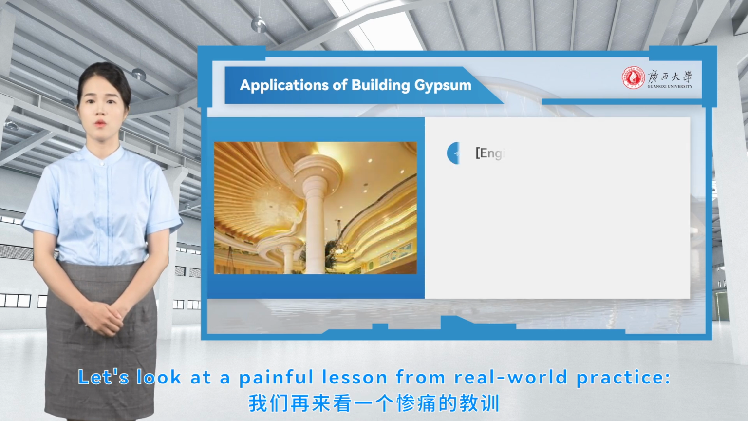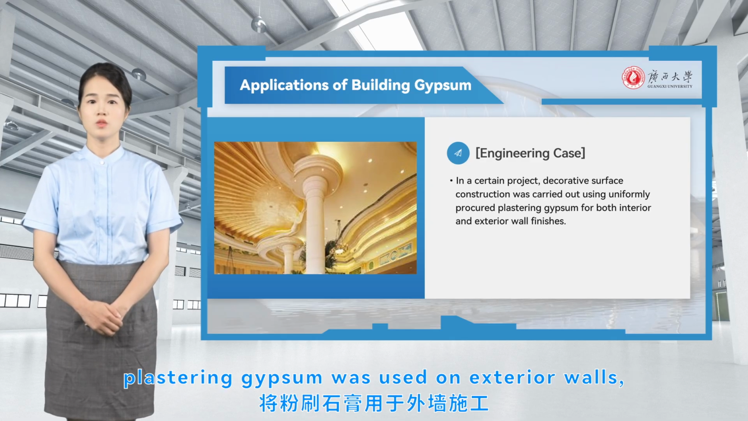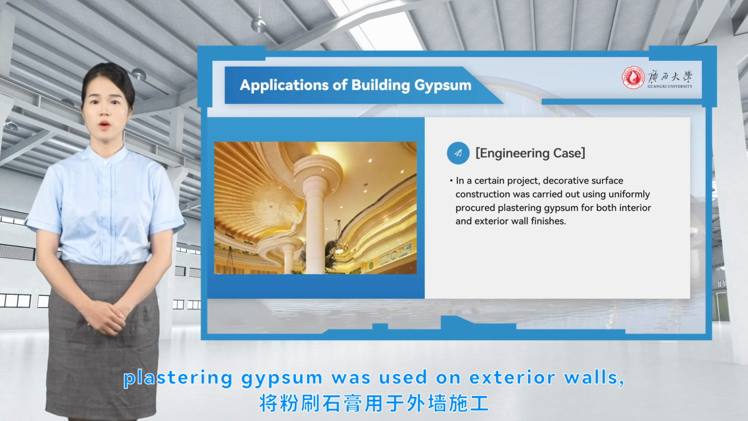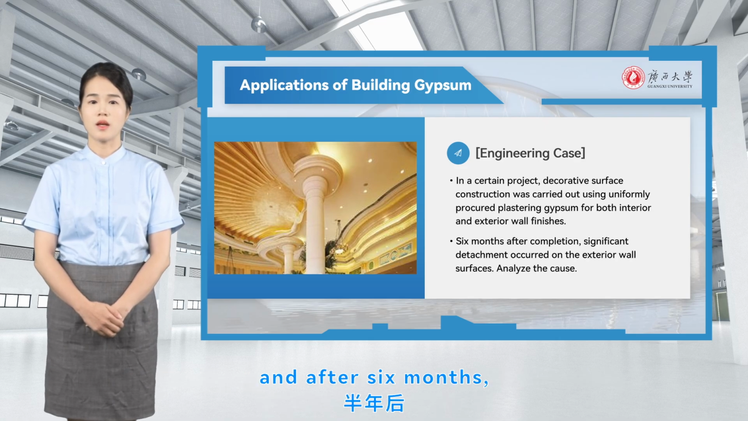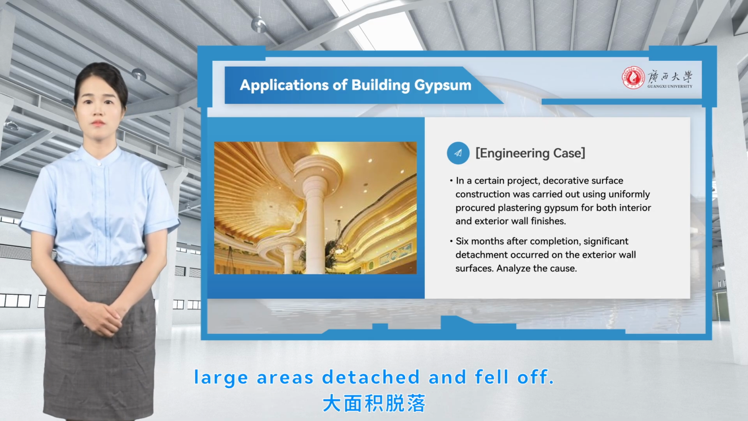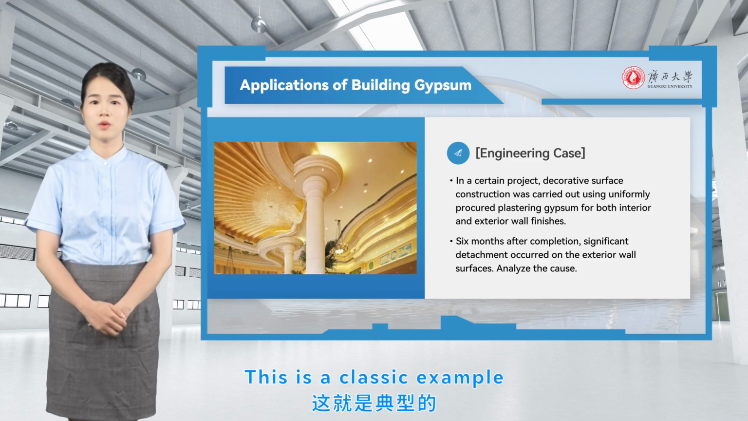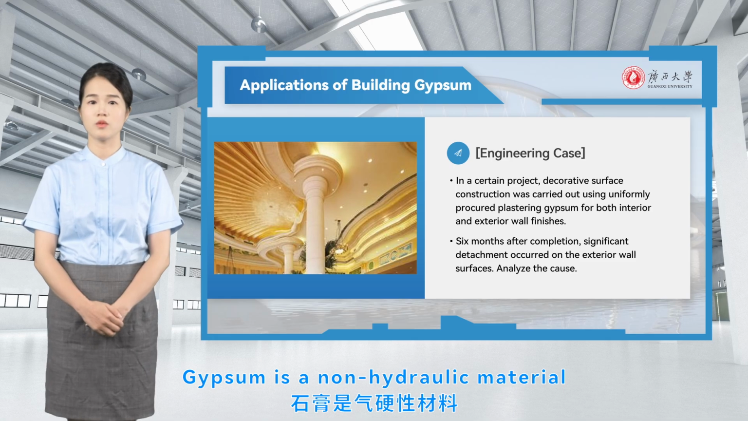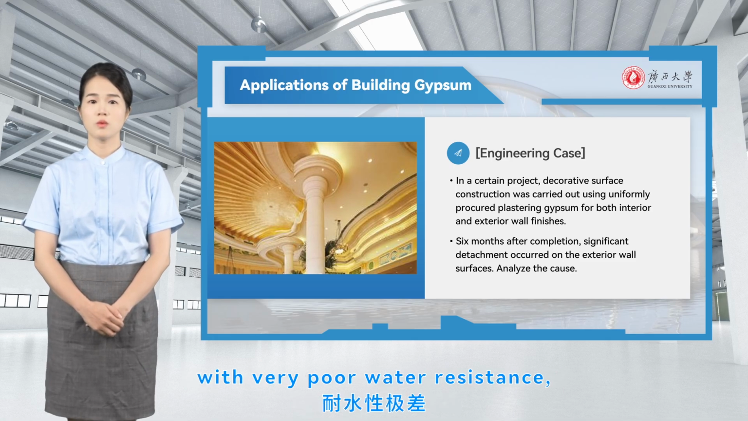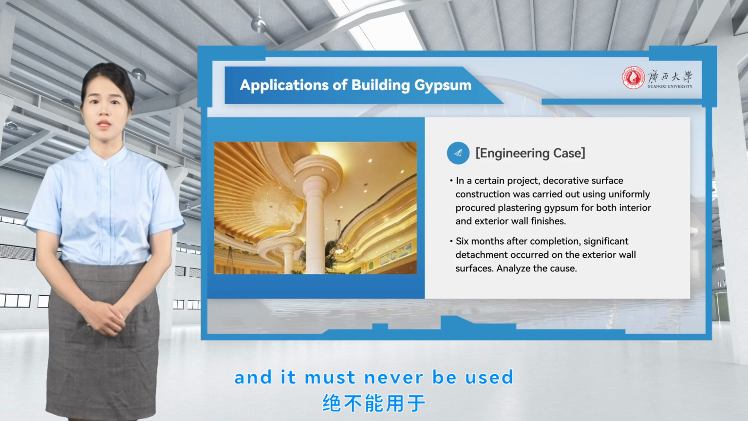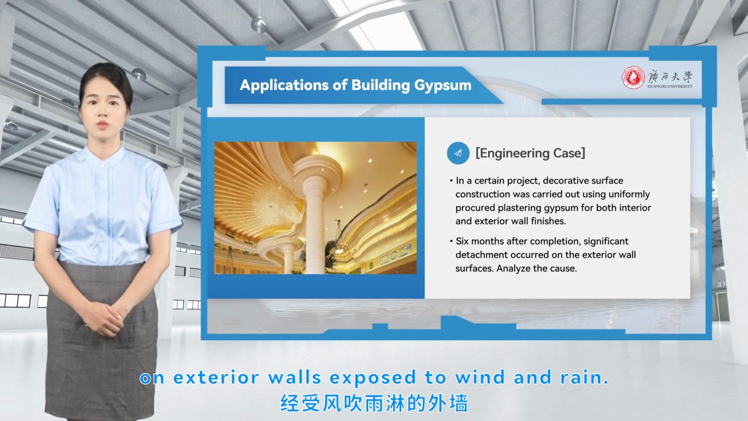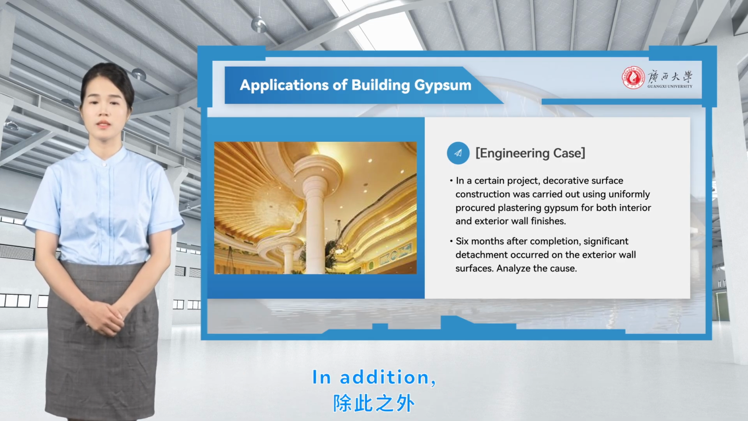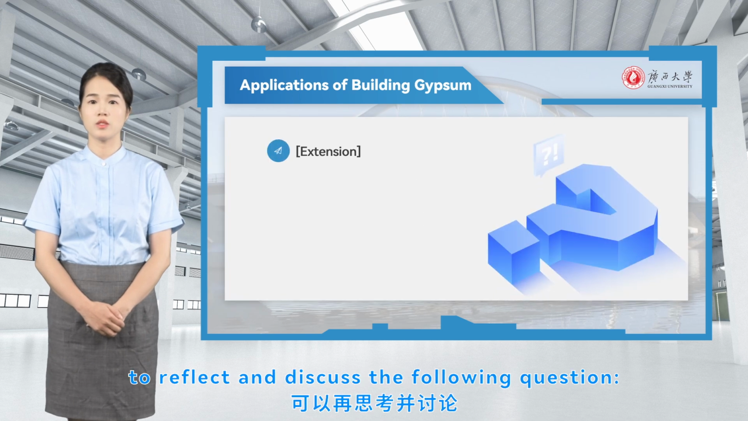Let's look at a painful lesson from real-world practice. In one project, plastering gypsum was used on exterior walls, and after 6 months, large areas detached and fell off. This is a classic example of using a material in the wrong application. Gypsum is a non-hydraulic material with very poor water resistance, and it must never be used on exterior walls exposed to wind and rain. In addition, take some time after class to reflect and discuss the following question.